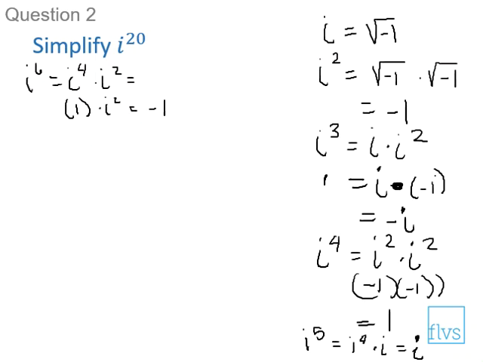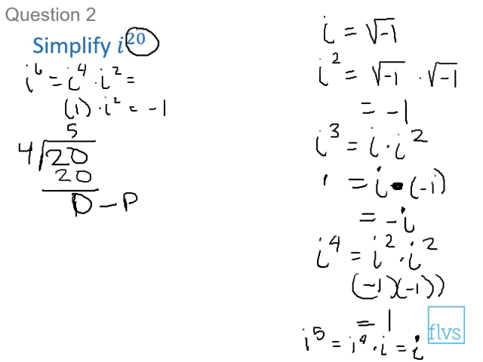So what we can do is take the power and divide it by 4 and find its remainder. The remainder is going to tell us which one it's equivalent to. So if I divide 20 by 4, I get 5 and I have 0 left. If I have a remainder of 0, that means my expression is equivalent to i to the fourth, which is just 1. So i to the 20th is the same thing as 1.